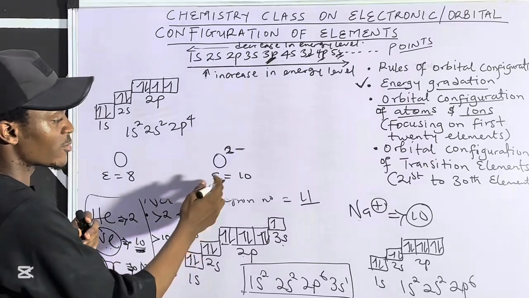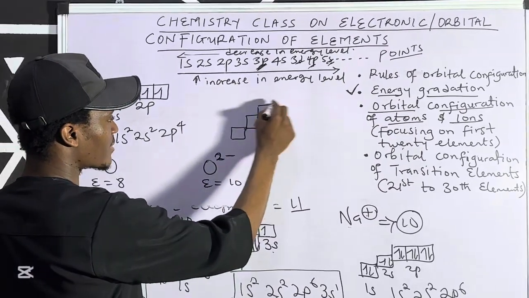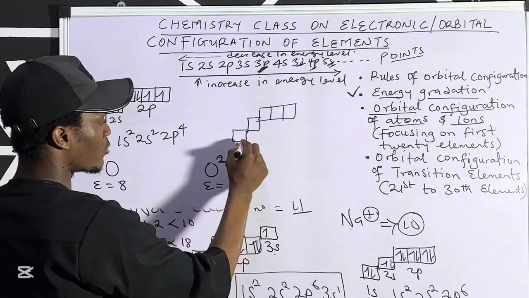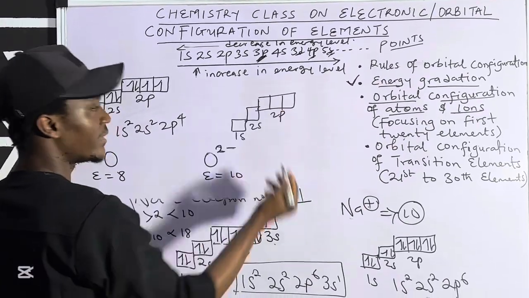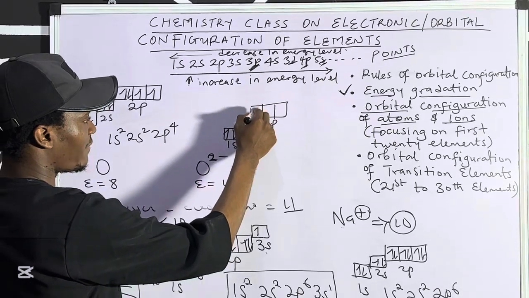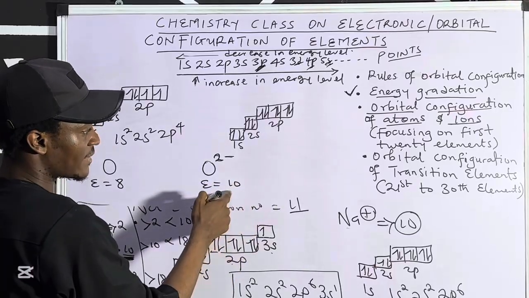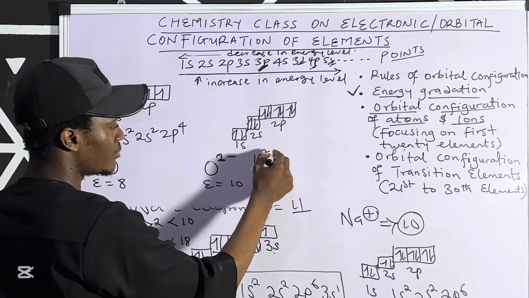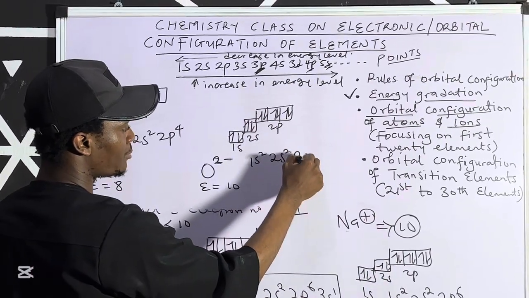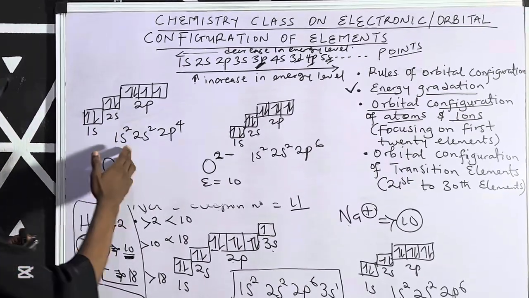What about in the case of this one? If I draw the orbitals in this pattern and then I write 1s, 2s, and 2p, then it becomes what? 1, 2, 3, 4, 5, 6, 7, 8, 9, 10. Remember, it's 10 electrons, so it becomes 1s2, 2s2, and 2p6. So a total of how many? 10. You see that it is different.